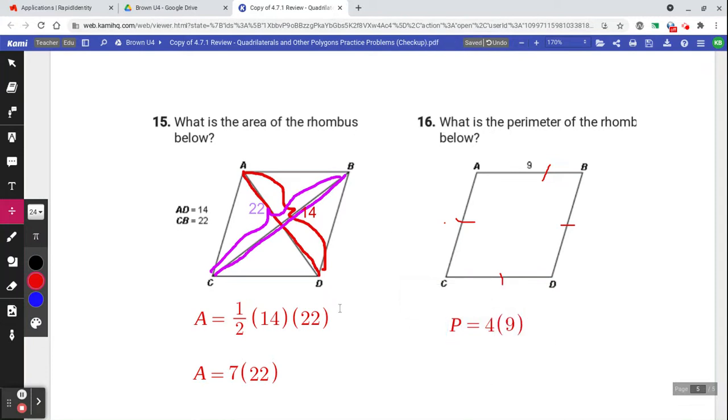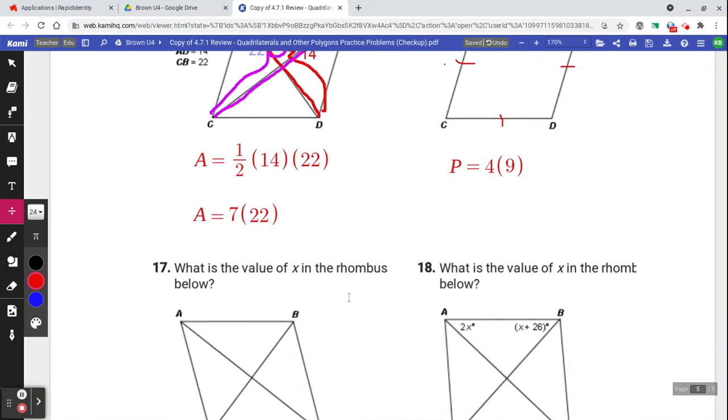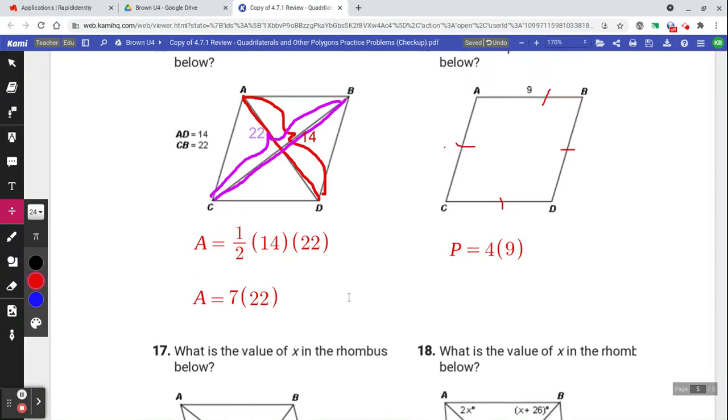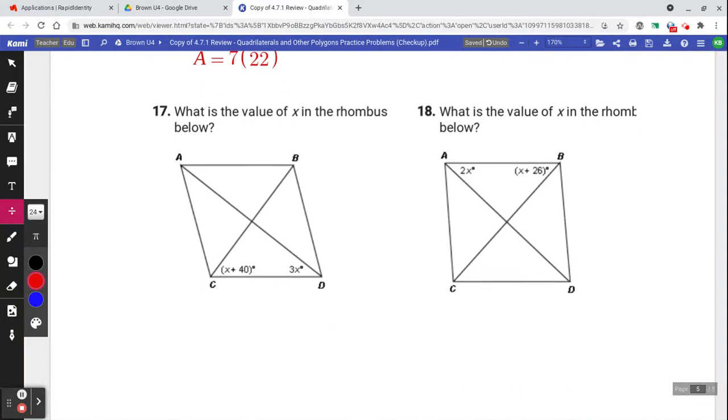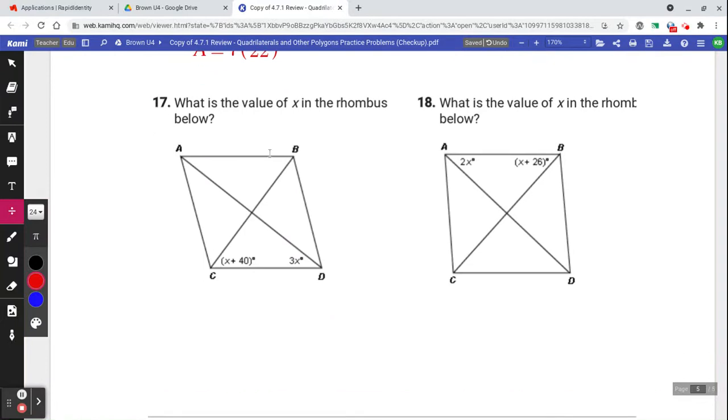I'm pretty confident you can handle the rest of that problem. That's it. Perimeter, add the sides, or if they're equal, in this case, multiply by 4 because there are 4 sides. Let's see. I don't think I'm going to do this one so much as help you get started with it. And it's a rhombus.